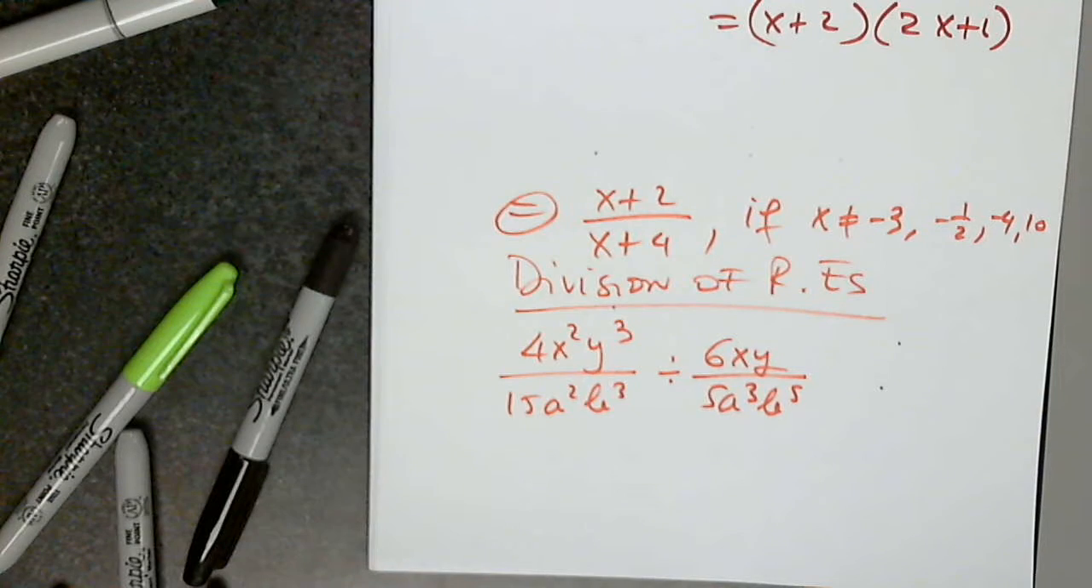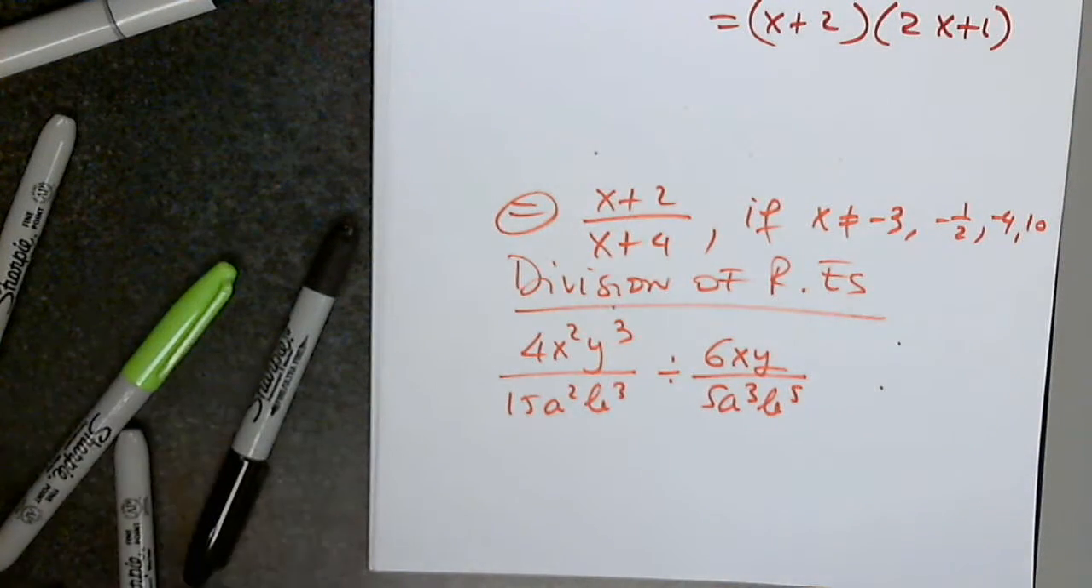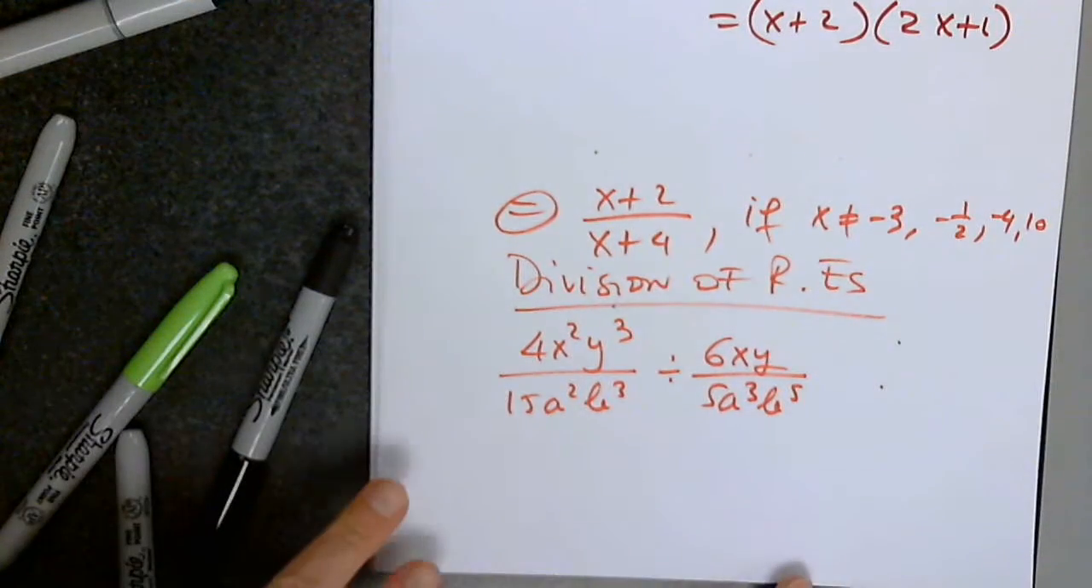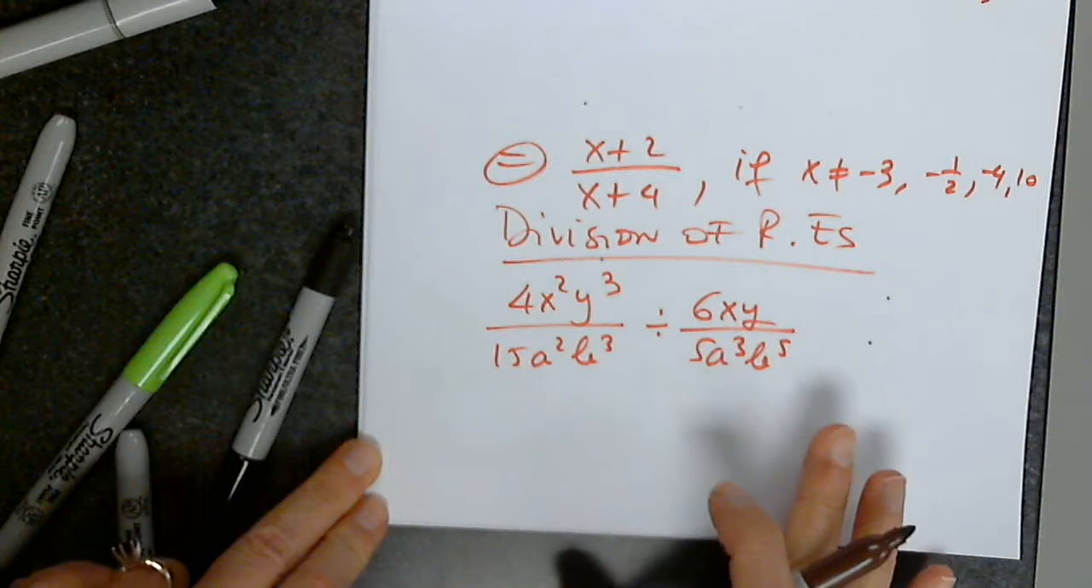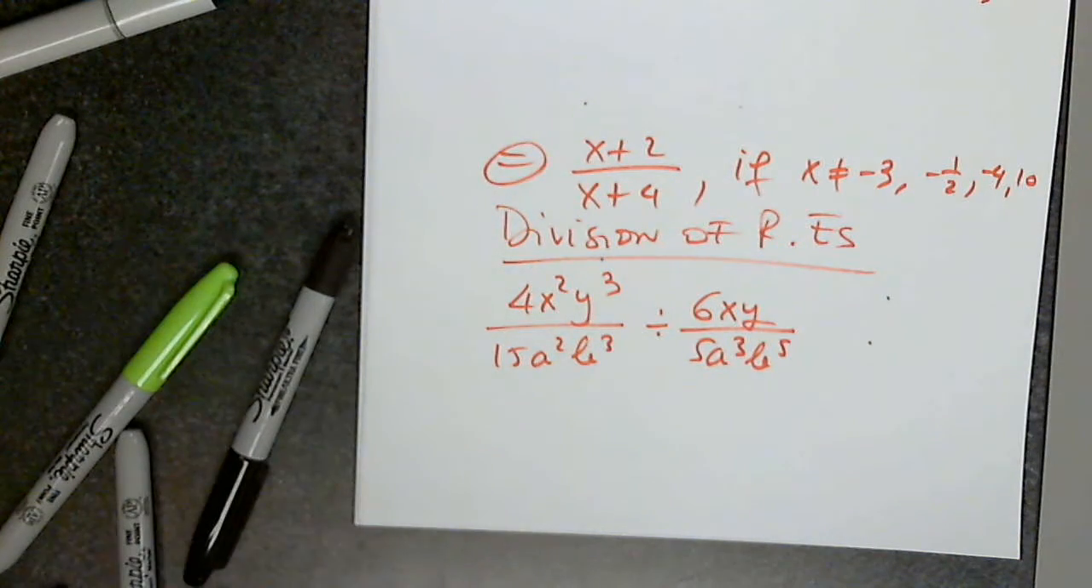So where is the starting point here? The starting point is to state restrictions in the division form. Remember, when I divide two fractions, I can simplify each fraction by itself, but I cannot simplify across. I have to wait till I change it into a product.